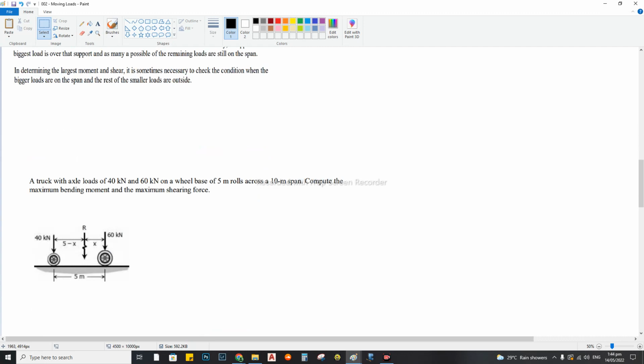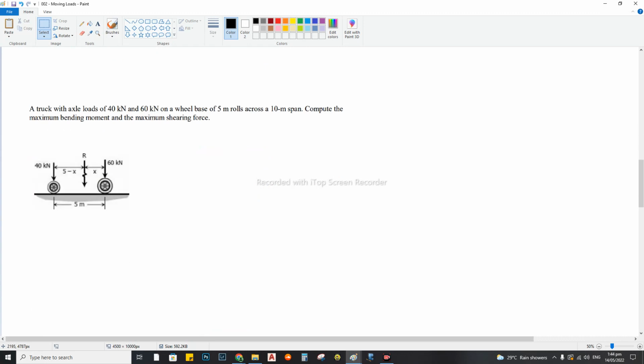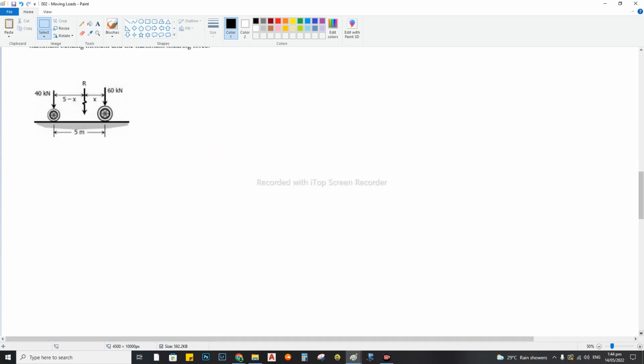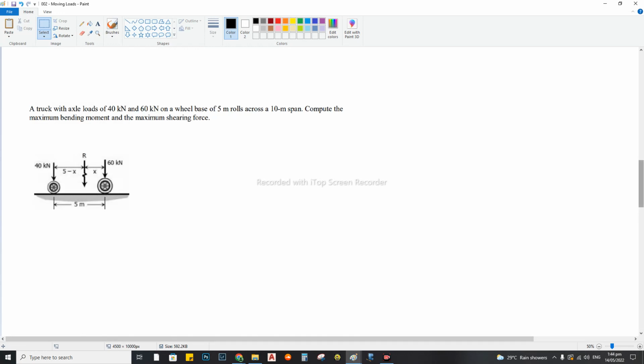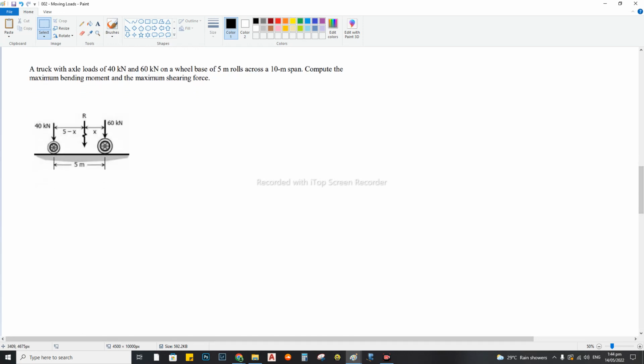Okay, let's proceed to our first calculation. A truck dolly with axle loads of 40 kilonewton and 60 kilonewton on a wheel base of 5 meters rolls across a 10 meter span. Compute the maximum bending moment and the maximum shearing force.